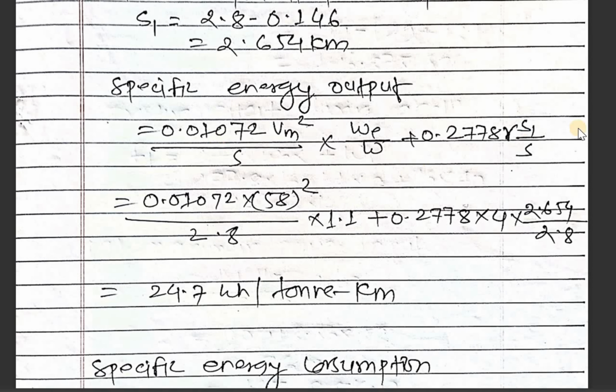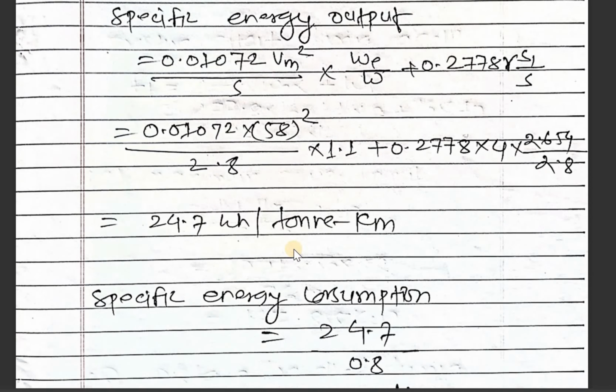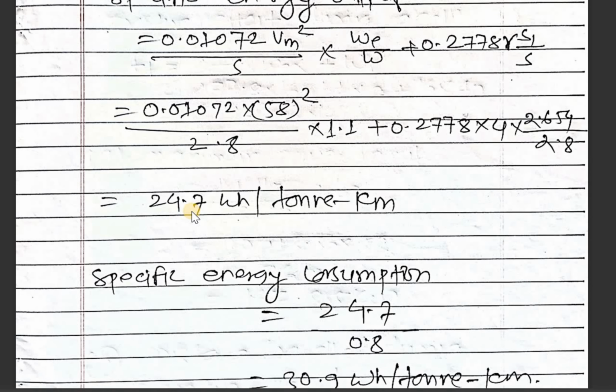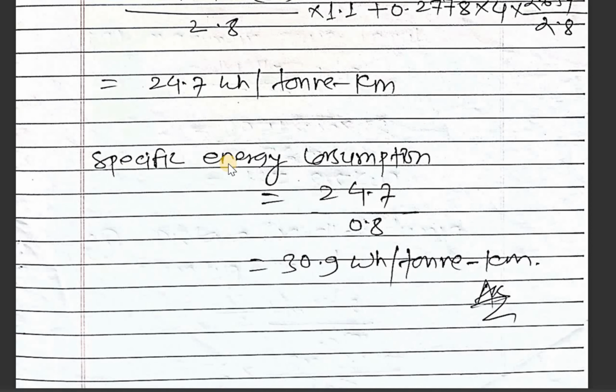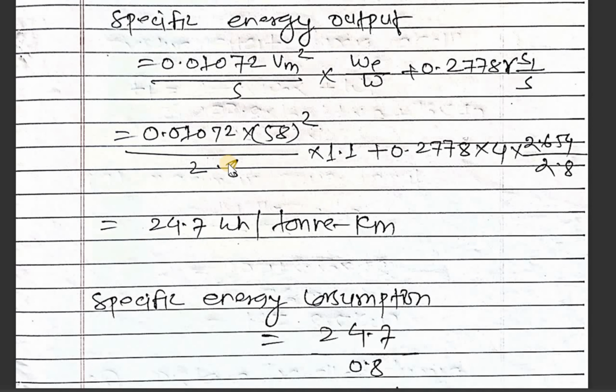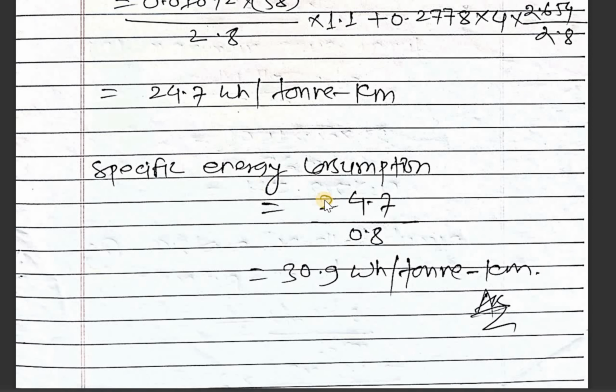And this is the formula for the specific energy output. Putting in all these values of Vm, We, W, S, r, S1 and S, we can get 24.7. And we know the specific energy consumption equals specific energy output upon efficiency. We have specific energy output 24.7 and efficiency is 80%, so 0.8, then you can get 30.9.